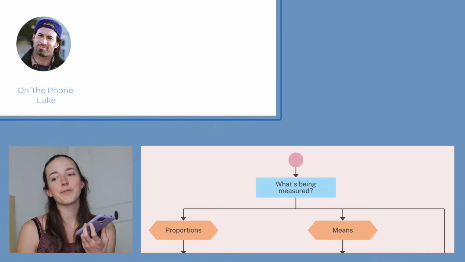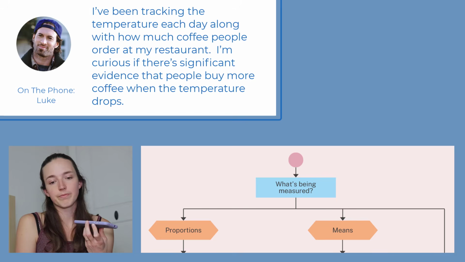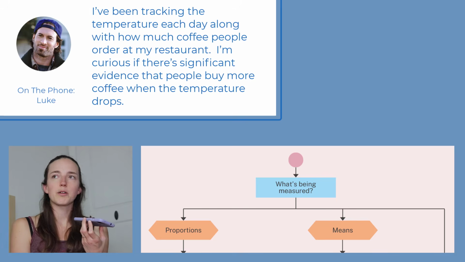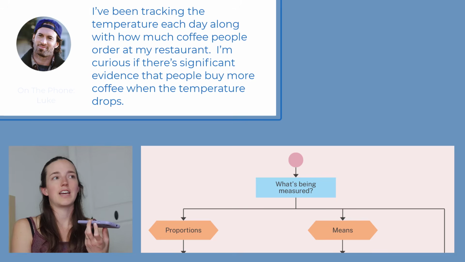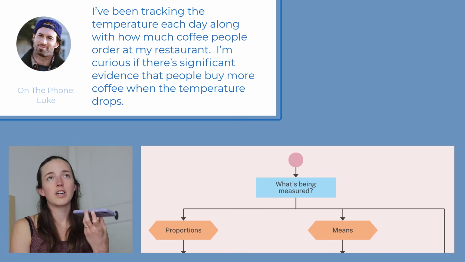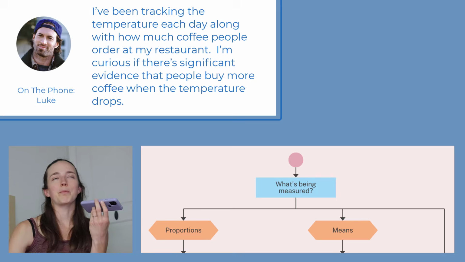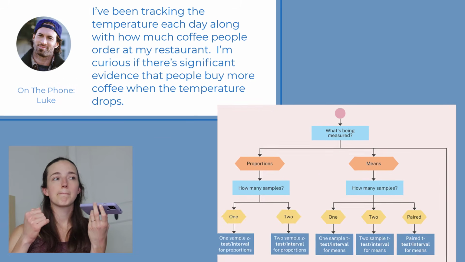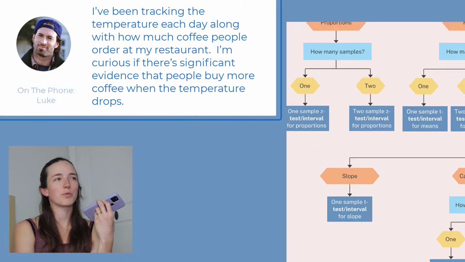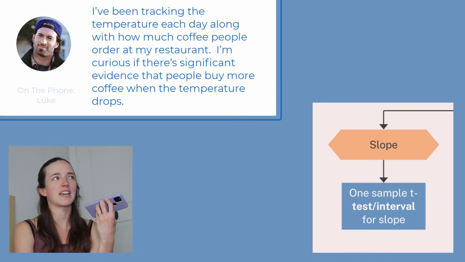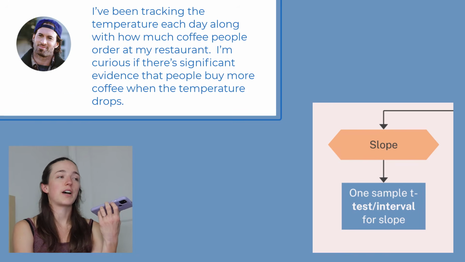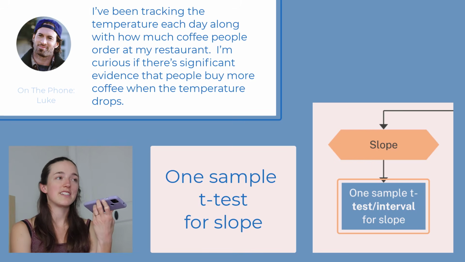Inference hotline, what's your scenario? Okay. I thought this was going to be about means, but you kind of have two quantitative variables, right? You're measuring the temperature each day, and you're measuring how much coffee people drink. Is that like in number of cups? Okay, and you want to know, as it gets colder, are people buying more coffee? Got it. Okay, this sounds like a slope question. Yeah, you're wondering if there's a negative slope. Okay, so I would advise you to do a one sample t-test for slope.